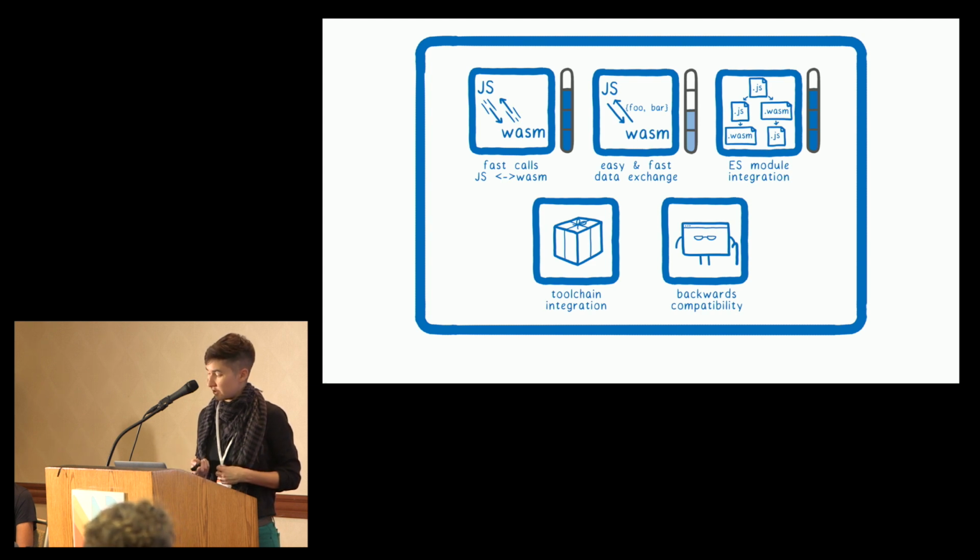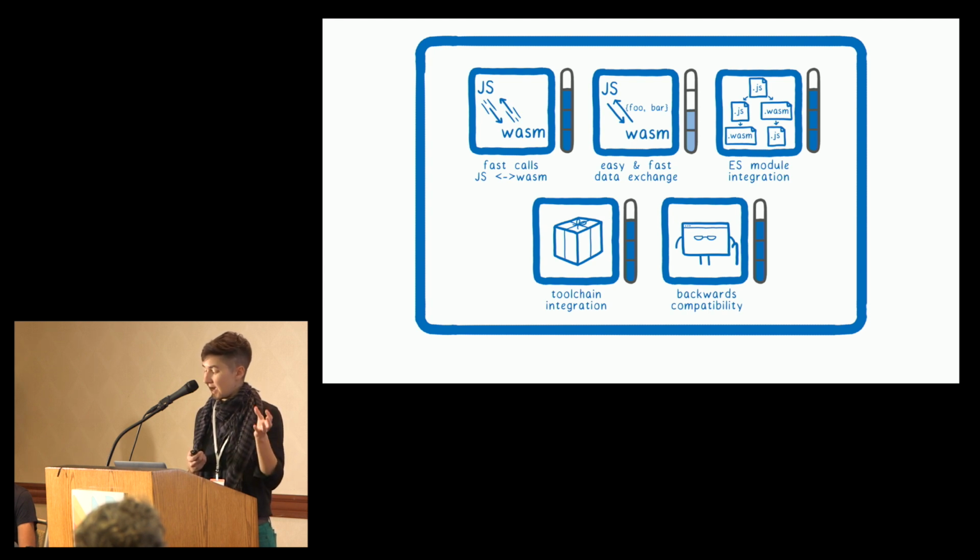For ES module integration, the proposal is pretty far along. For toolchain support, there are tools like WASMPack in the Rust ecosystem, which automatically runs everything that you need to package your code for NPM. And the bundlers are actively working on support. Finally, for backwards compatibility, there's the WASM2JS tool. And that takes a WASM file and spits out the equivalent JavaScript. Now, this JavaScript isn't going to be fast, but at least it will work in older versions of browsers that don't know about WebAssembly.